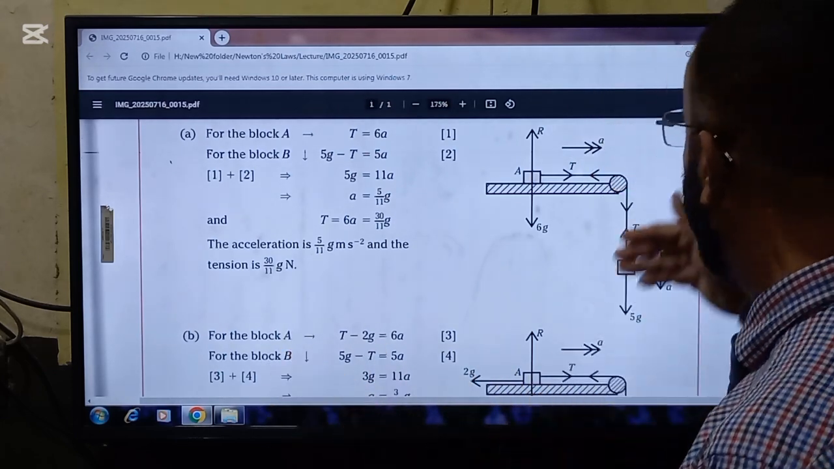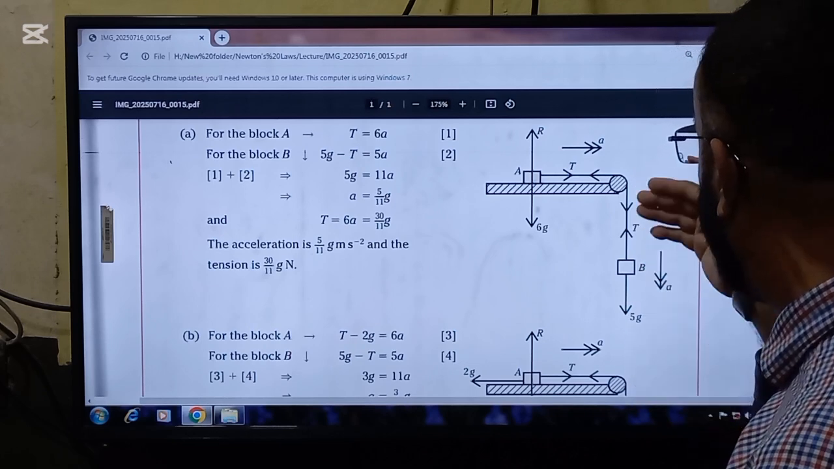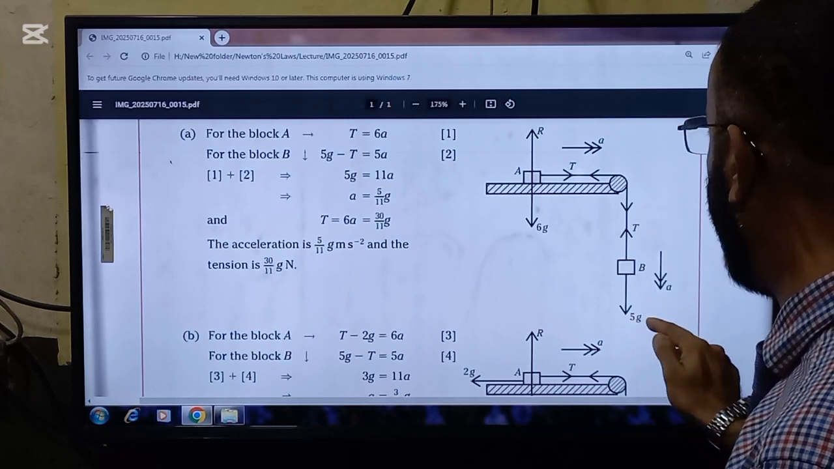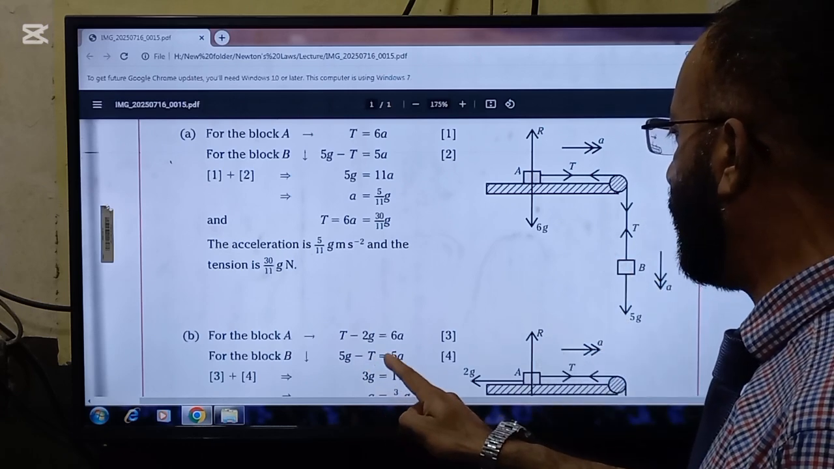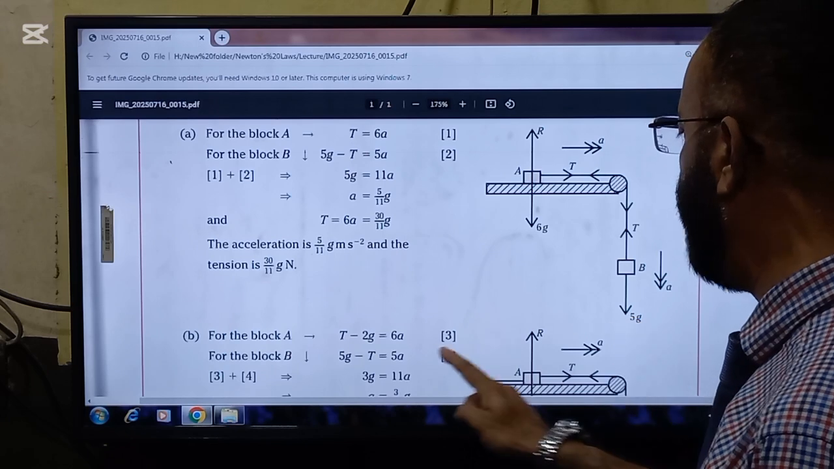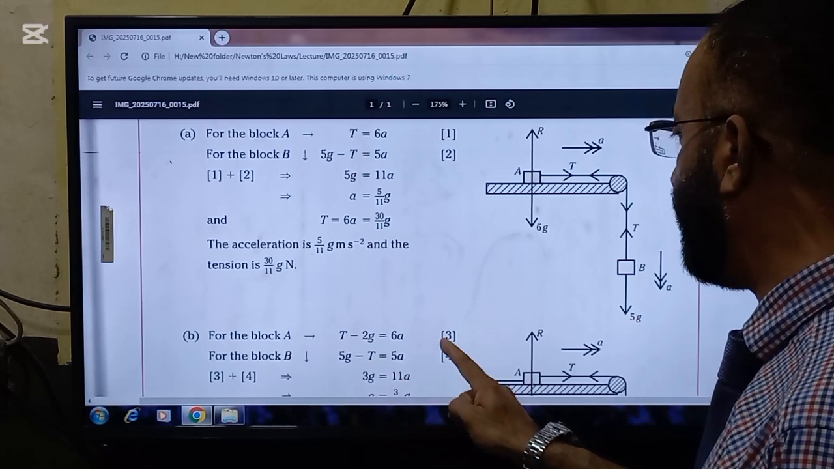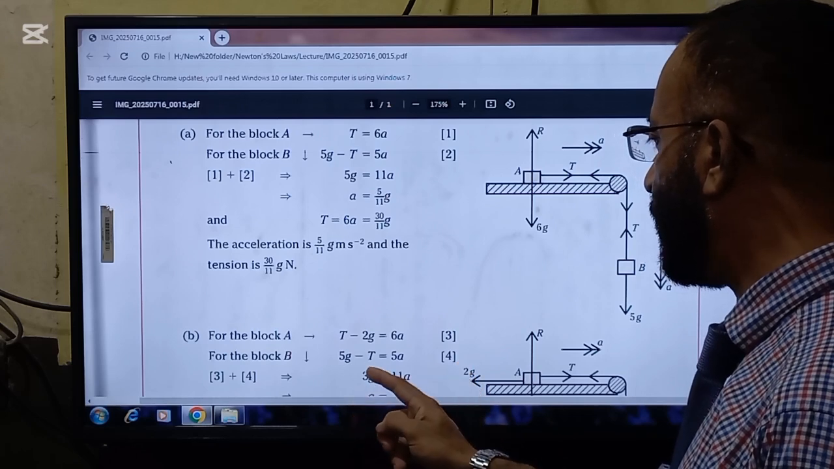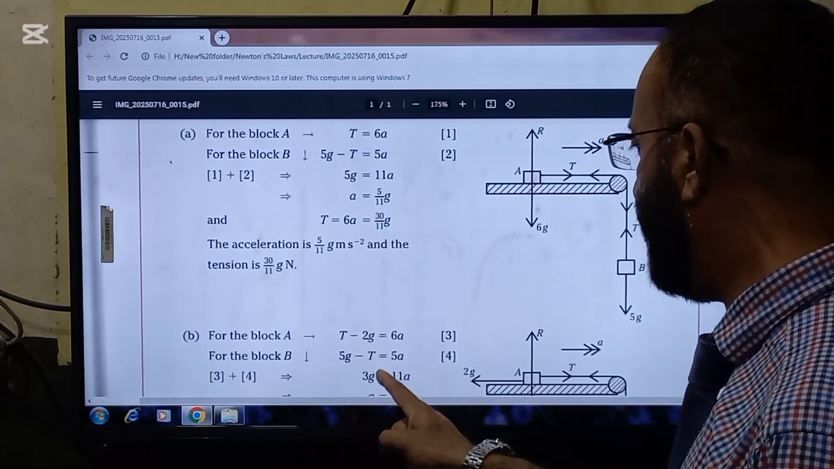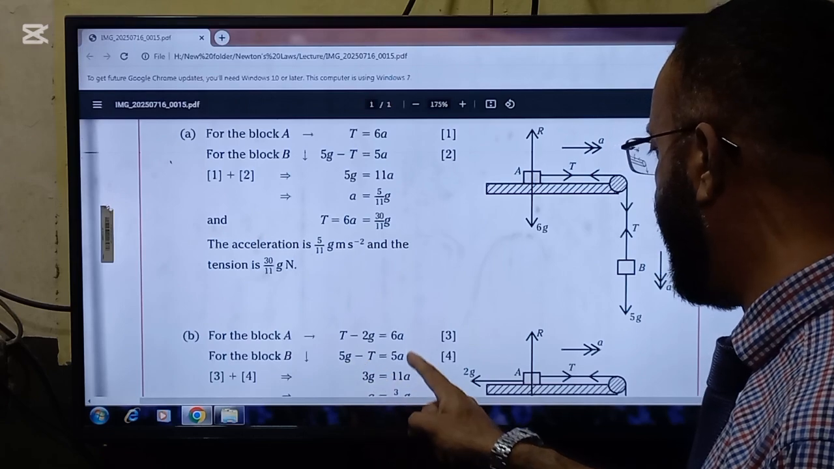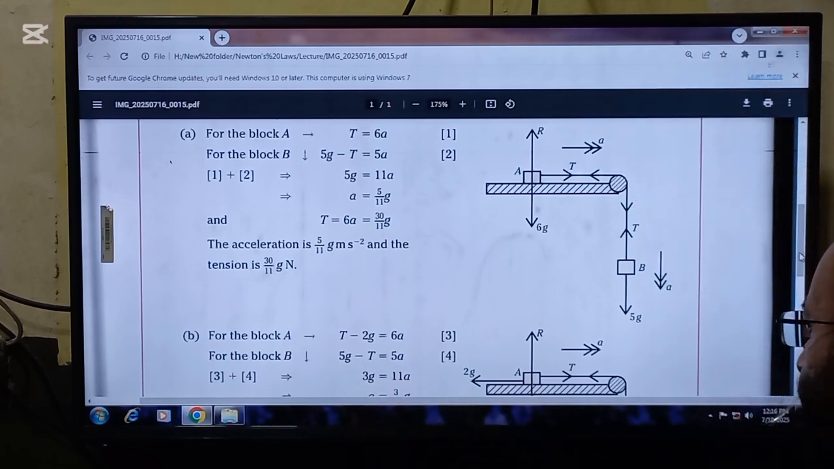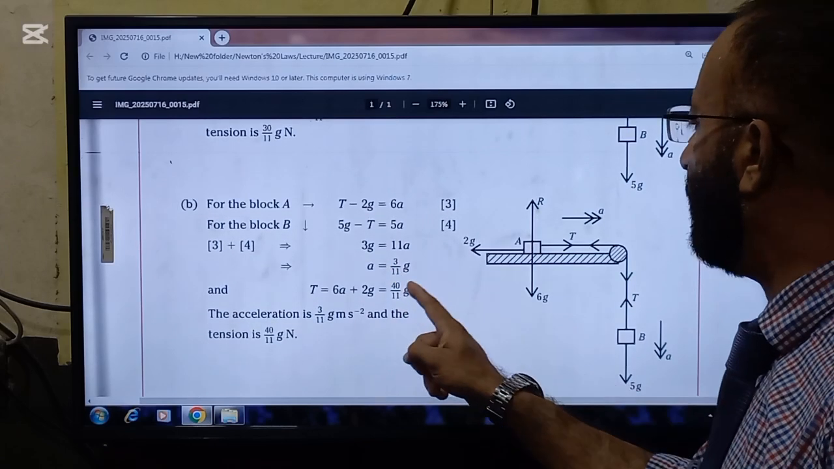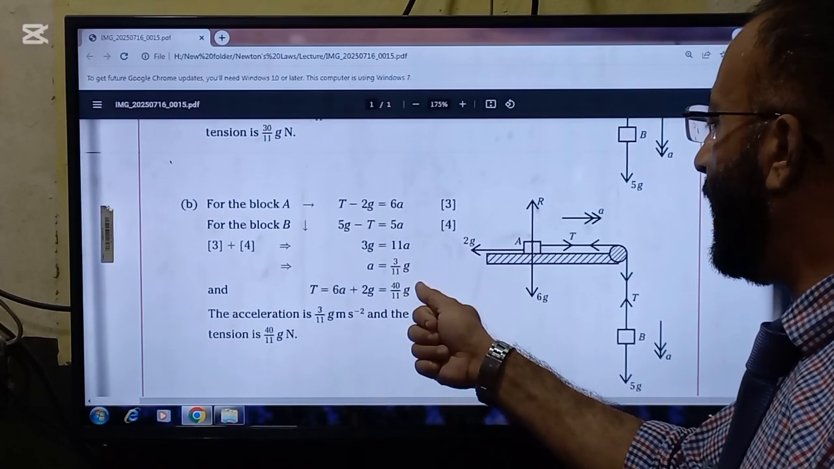Now for block B. Block B is moving vertically, in the downward direction. So it means the weight is more than the tension. So 5g minus T will be the resultant force, equal to MA. M is 5 and a is still there. So these are two equations. Again, you may solve it simultaneously or by equating T. When you add 3 and 4, T will be cancelled and 3g will be equal to 11a. And from here, a will be equal to 3 by 11 g. Okay, here is a's value obtained.